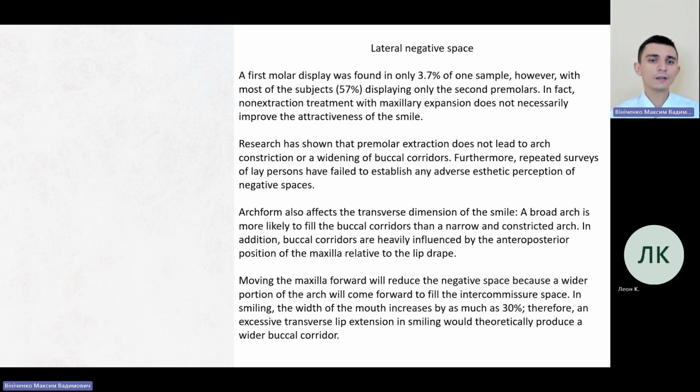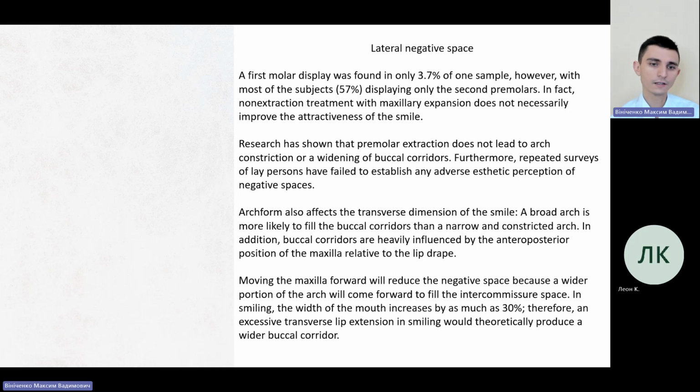First molar display was found in only 3.7% of the sample. However, most of the subjects, 57%, displayed only up to the second premolars. In fact, non-extraction treatment with maxillary expansion does not necessarily improve the attractiveness of the smile. Research has shown that premolar extraction does not lead to arch constriction or a widening of buccal corridors. Furthermore, repeated surveys of lay persons have failed to establish any adverse aesthetic perception of negative spaces.